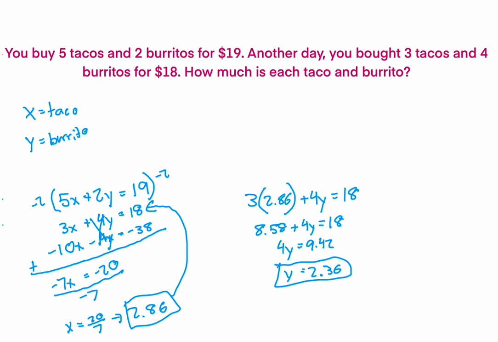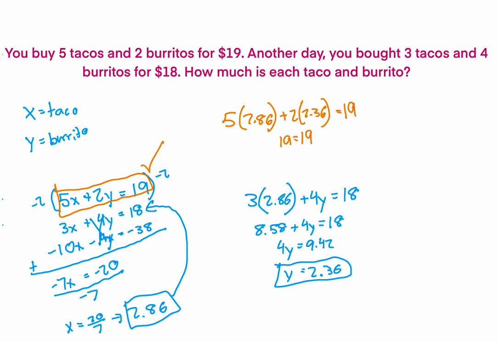We'll take our first equation and replace it with our x and y's. So instead of x, I'm going to put 2.86, and instead of our y, I'm going to put 2.36. And if you were to do this math on a calculator or by hand, you will end up with 19 equals 19, meaning that the first statement is true.